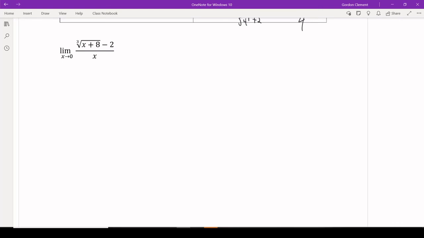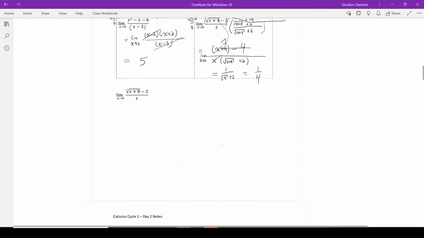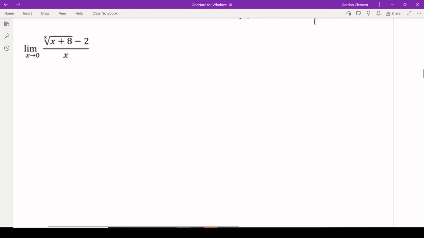Okay, last one until I talk about a bunch of other stuff. Limit as x goes to 0 of the cubed root of x plus 8 minus 2 over x. So I see right away the bottom is 0. Plug in 0, I get the cubed root of 8, which is 2, minus 2. Oh, shucks. 0 over 0. I've got to do some work.